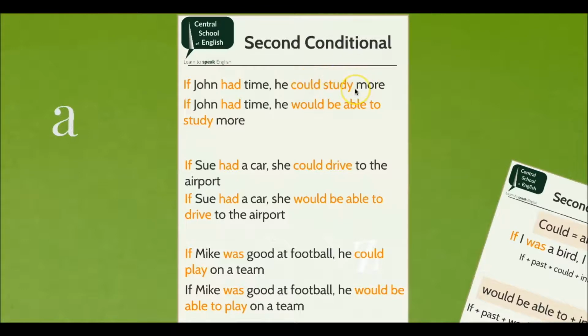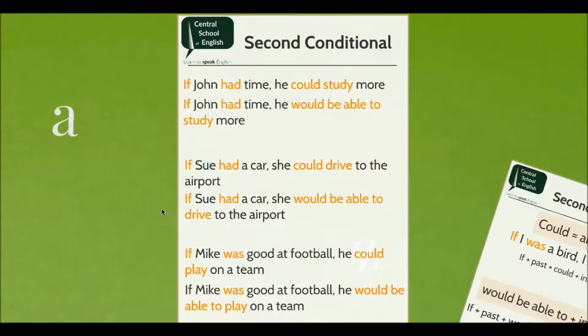By using the structure could plus the infinitive in the first sentence, and the structure would be able plus to plus the infinitive in the second sentence, we are communicating possible ability. Each sentence has the same meaning. Here is another example. If Sue had a car, she could drive to the airport. Or, if Sue had a car, she would be able to drive to the airport.